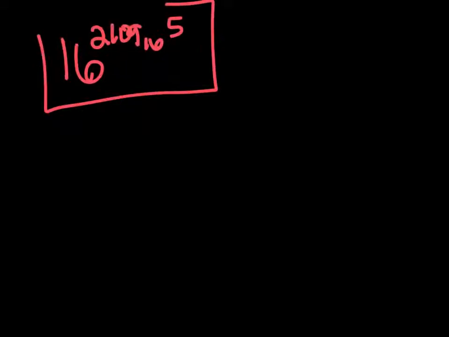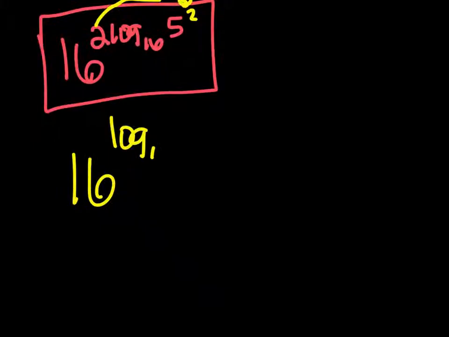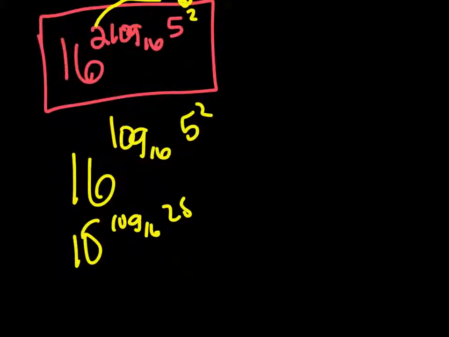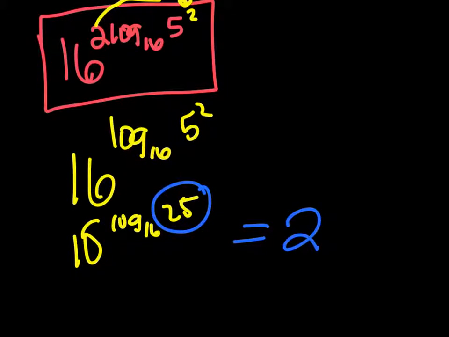Okay, next problem. 16 to the log base 16 of 5, with a 2 in front. That's my problem. This 2 can be moved back up as my exponent. So that's going to give me 16 to the log base 16 of 5 squared, which is 16 to the log base 16 of 25. So as long as my base here and my base here are the same, 25 is my solution.